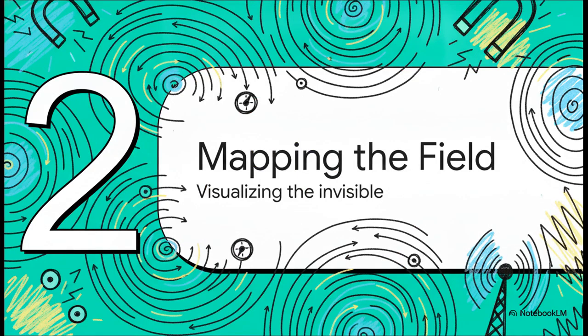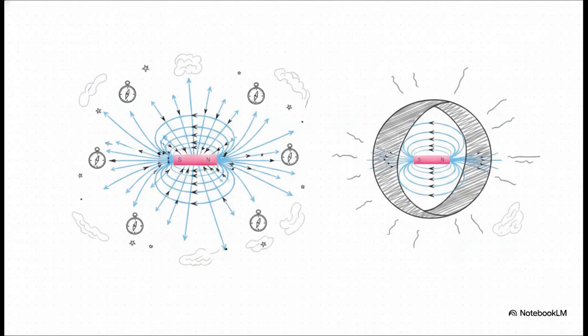Moving right along to Section 2. Mapping the invisible field. We know there's a magnetic field being generated now, but how do we wrap our heads around something we can't even see? Well, scientists have a pretty clever way of visualizing the invisible. By taking a compass and moving it around a magnet, we can actually trace out what we call magnetic field lines. And these lines give us two absolutely vital pieces of information: strength and direction. The arrows point in the exact direction the north pole of a compass would face.